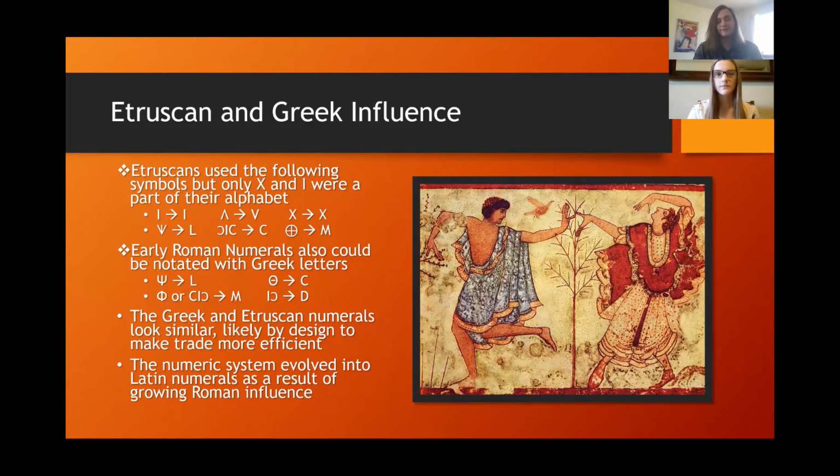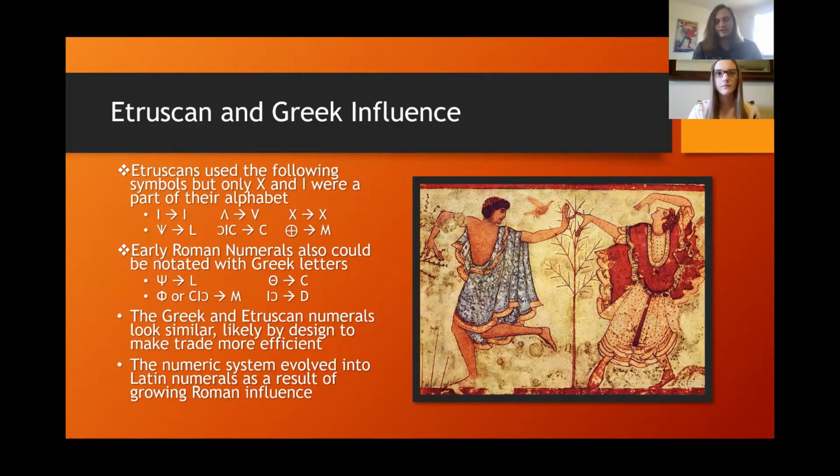So their influence obviously had a lot of impact on the development of Rome, and they had a slightly different alphabet, and so different numerals and symbols were used to notate the values. The 1, 5, and 10 symbols were pretty consistent, but as we move into bigger numbers, we see larger distinctions, such as with L, C, and M.